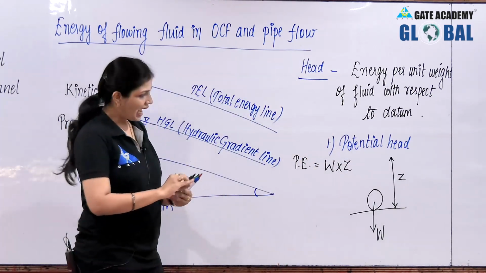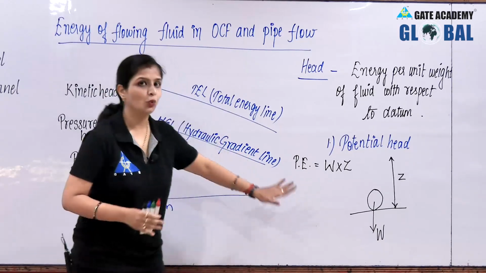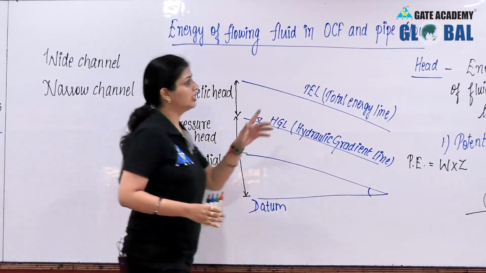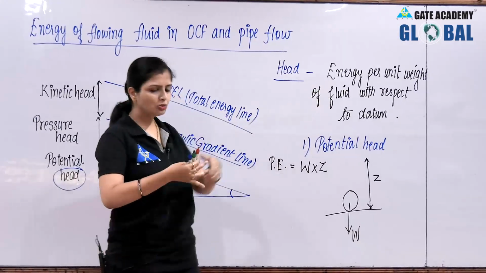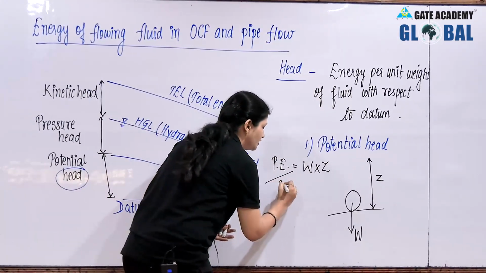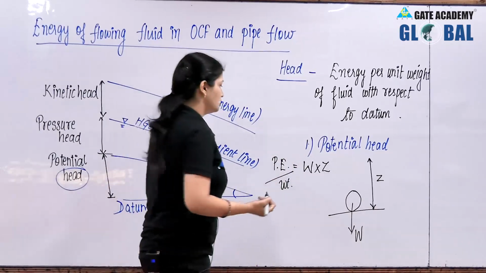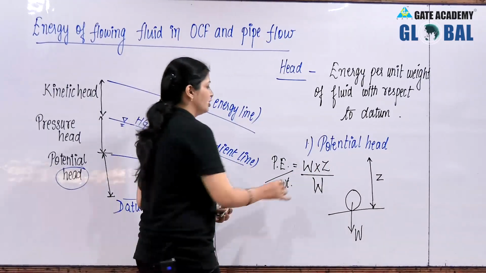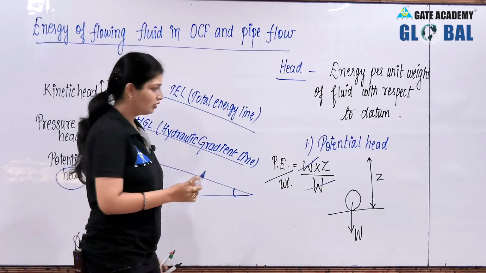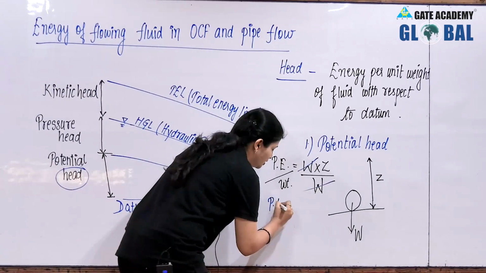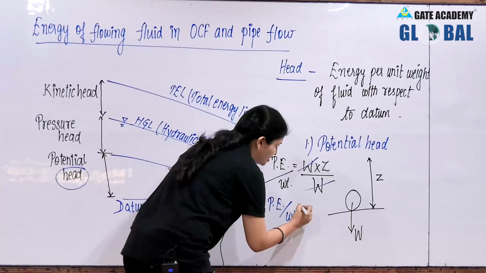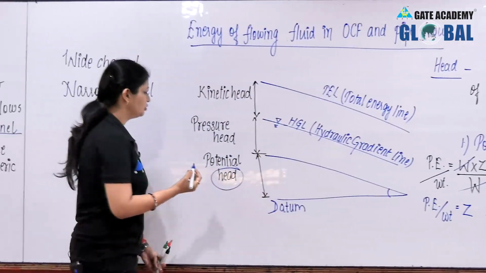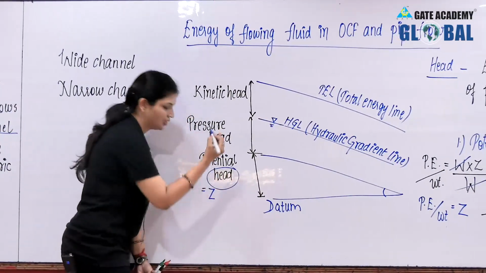Getting it? But am I interested in potential energy? No. I am interested in potential head. So potential head is what? Energy per unit weight. So what I have to do? I'll just divide with respect to weight, W. So from here, W and W will get cancelled out and potential energy per unit weight is equal to Z. You got one expression: potential head is equal to Z.